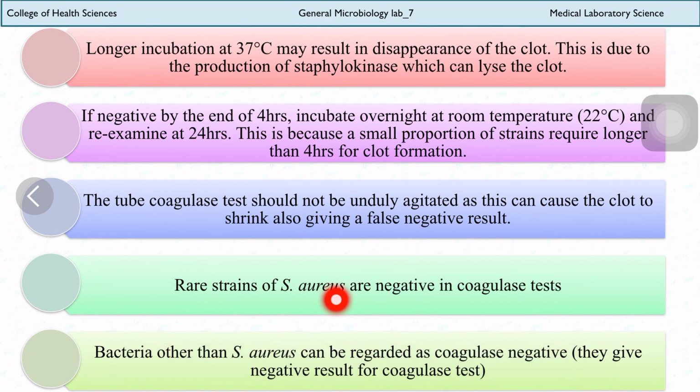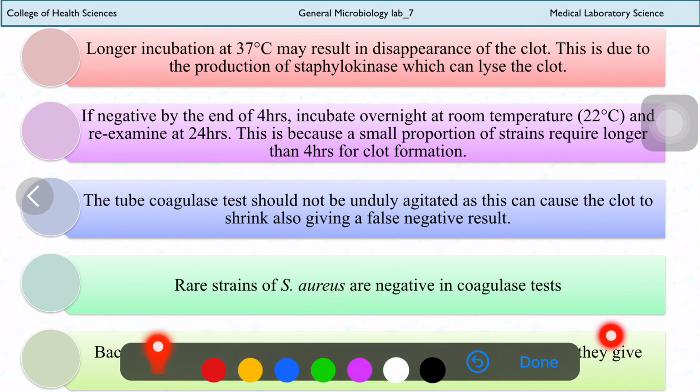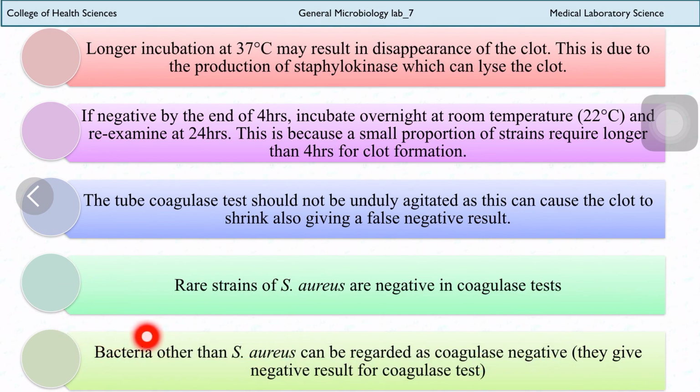Some strains of Staphylococcus aureus are negative in the coagulase test. Be careful, you may have a Staphylococcus aureus with a coagulase negative result. And also, besides Staphylococcus aureus, you may have other kinds of bacteria that can produce the coagulase enzyme, and they will be coagulase positive. But regarding the genus Staphylococci, if you get a negative result, it means you have coagulase negative Staphylococci.